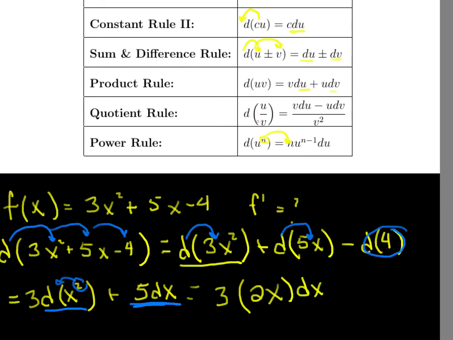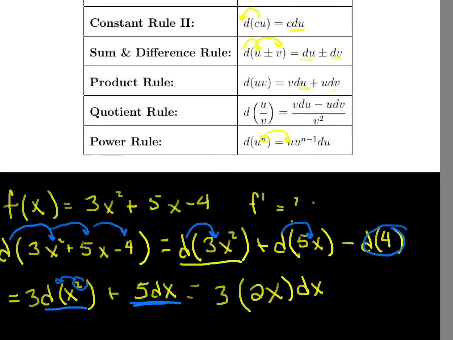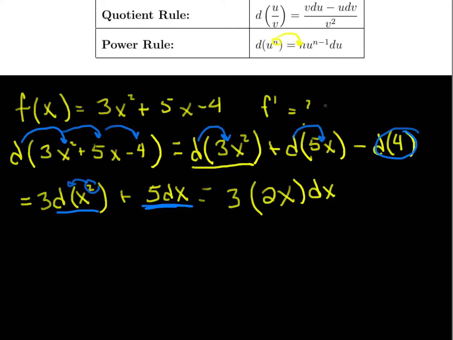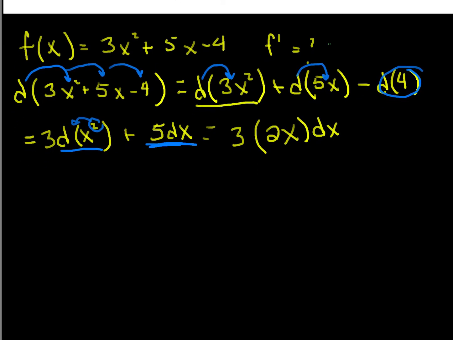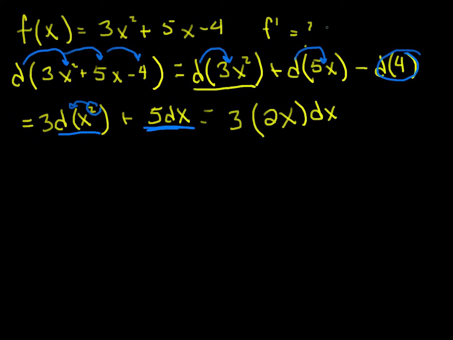It says that if I've got a power, I bring the exponent down to be my coefficient, the exponent reduces by 1, and then whatever my base was, I still have to take the differential of it. That is one of the most common mistakes I see in first-year calculus students, is forgetting to hold on to their differentials. So that's there, and then we carry over the 5 dx.